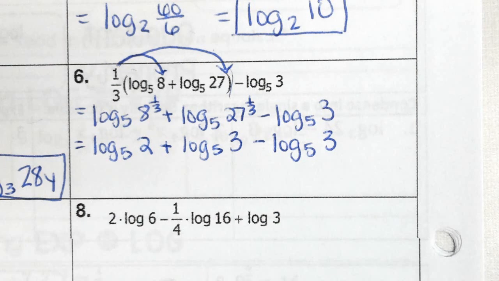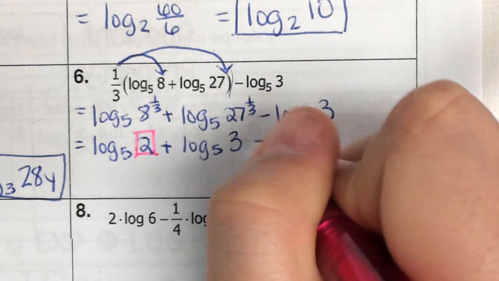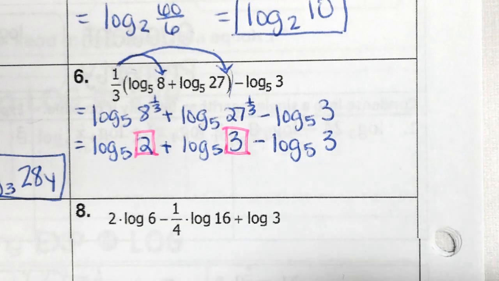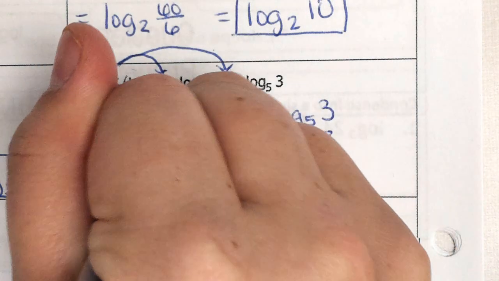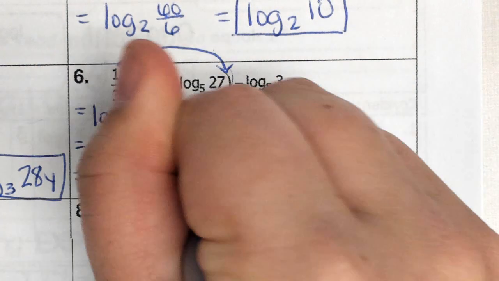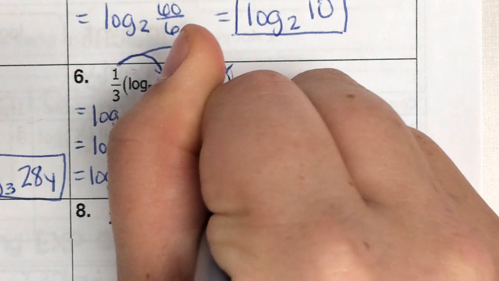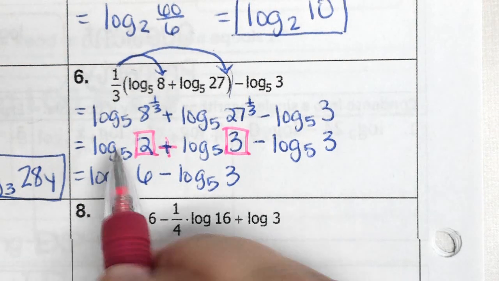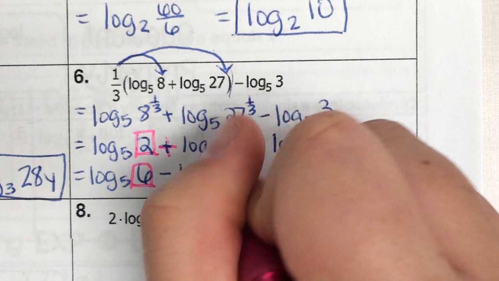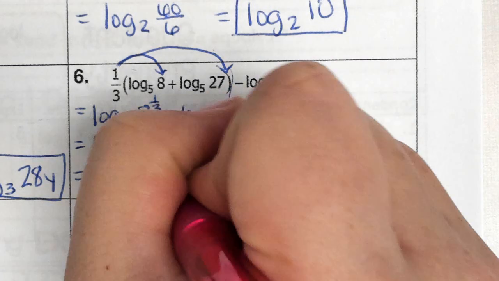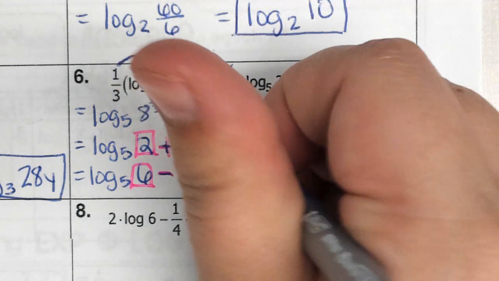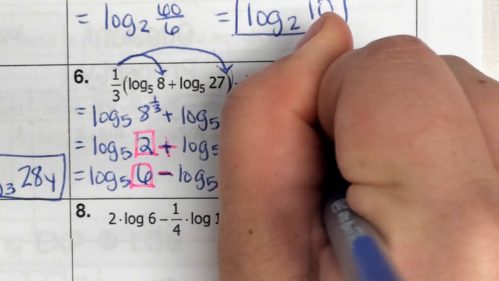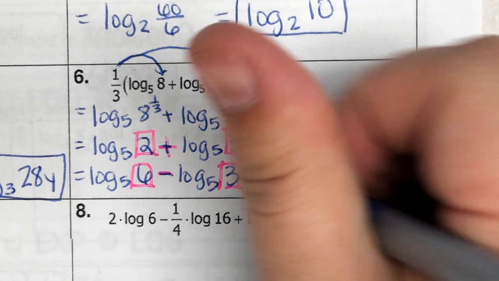3 logs, we need to condense it to 1. So look at our first 2 arguments, a 2 and a 3. The 2 and the 3 have a plus in between, so that means that they should be multiplying. So log base 5 of 3 times 2 is 6, minus log base 5 of 3. We have 2 logs, 2 arguments. We can condense to 1. There is a minus in between, so that means we are going to divide our arguments. So that means this is going to become log base 5 of 6 divided by 3, which is 2.